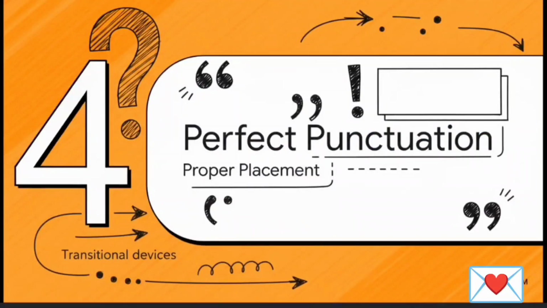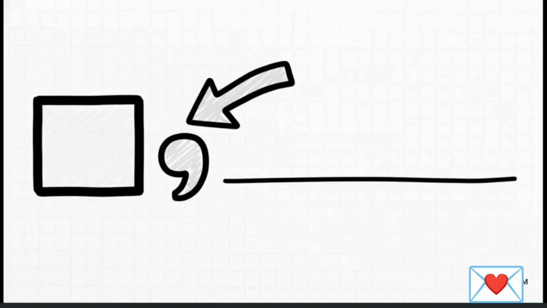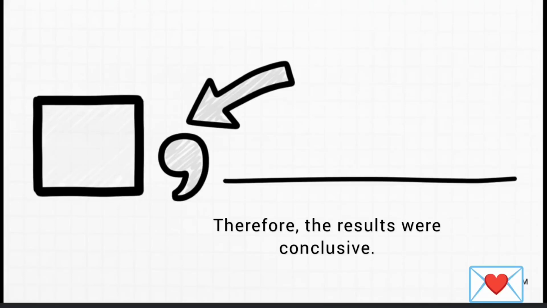Section 4. Perfect punctuation and placement. Okay, the golden rule of basic placement is actually pretty simple. Transitional devices are typically placed right at the beginning of a sentence or paragraph, and they're followed immediately by a comma. For example, therefore, comma, the results were conclusive. It's standard, it works, and unlike so many other English grammar rules, this one won't give you a headache.